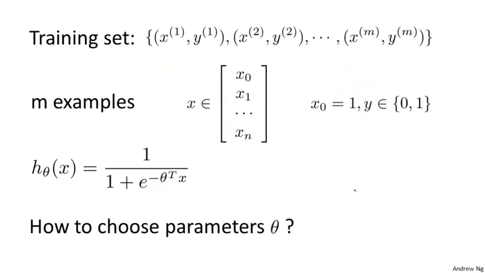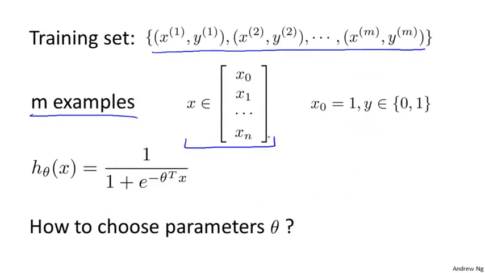Here's the supervised learning problem of fitting a logistic regression model. We have a training set of m training examples, and as usual, each of our examples is represented via a feature vector that's n plus 1 dimensional. And as usual, we have x0 equals 1, the zeroth feature is always equal to 1. And because this is a classification problem, our training set has the property that every label y is either 0 or 1. This is our hypothesis, and the parameters of the hypothesis are this theta over here.